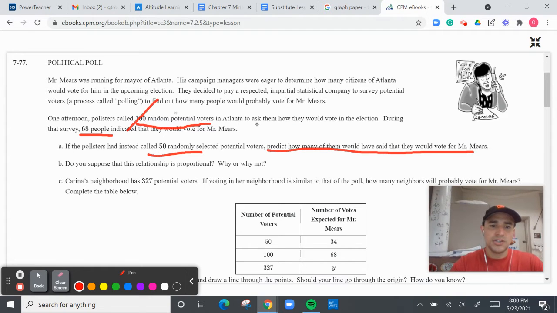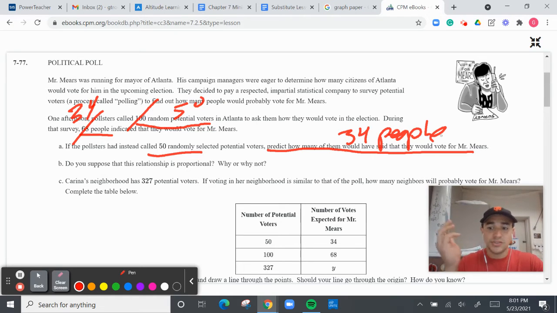Well, if they did 100 to 50, then that's half. So I would do 68 to 34. And that's what I would say. I would say 34 people, to be honest, because you're just splitting it in half.